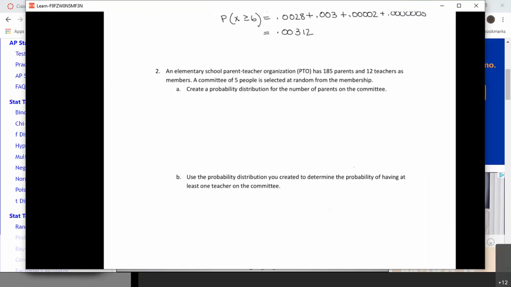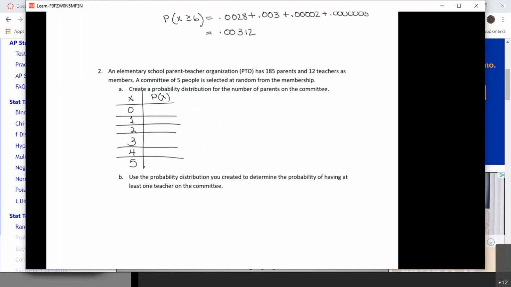Okay. Well, my committee is going to have at most 5 people on it. Okay. So my values of my random variable for number of parents would be either none or 1 or 2 or 3 or 4 or 5. Right? I can't possibly have more parents than are people on the committee. Now I need to figure out the probabilities. Okay, so what do you think?